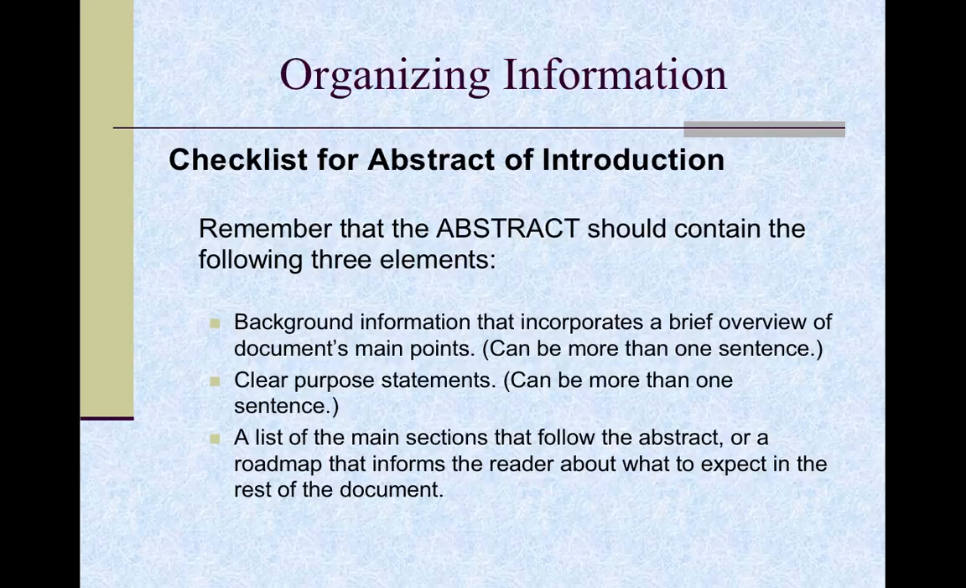Here's a checklist for writing the abstract or the introduction to the technical document. The abstract should contain the following elements: some background information, a brief overview of the document's main points. Again, the main idea, the main points of the main idea, the purpose statement or statements, and a list of the main sections that follow the abstract, or the roadmap about what the reader should expect in the rest of the document.